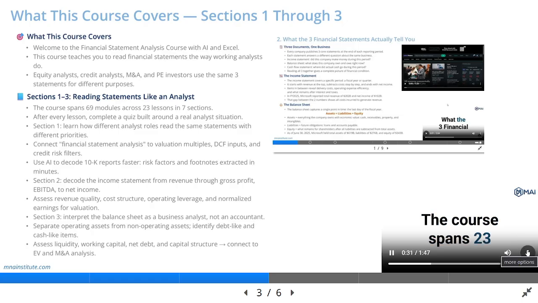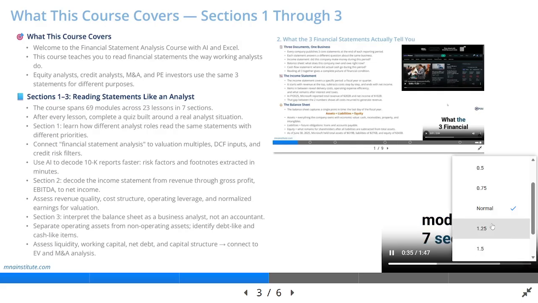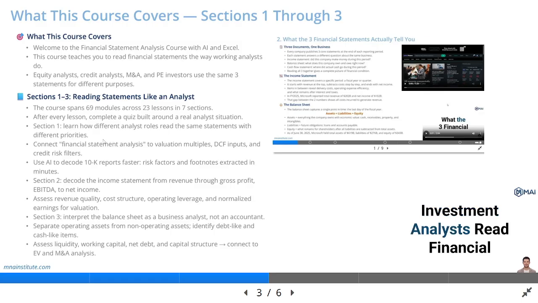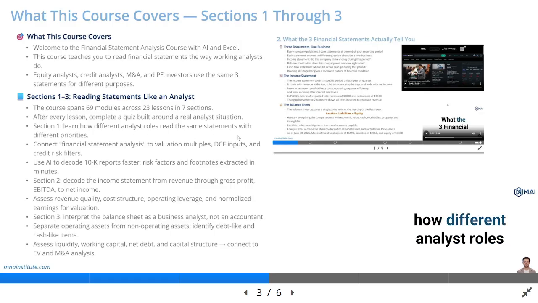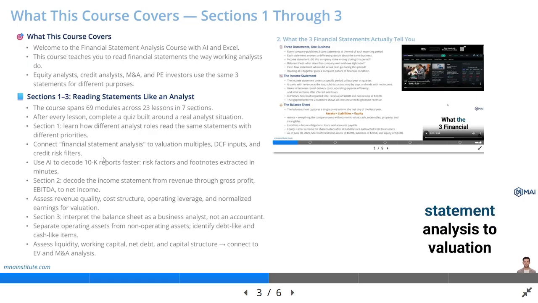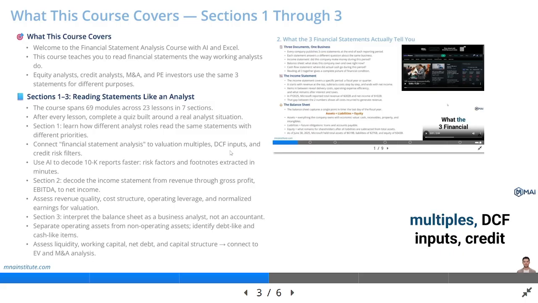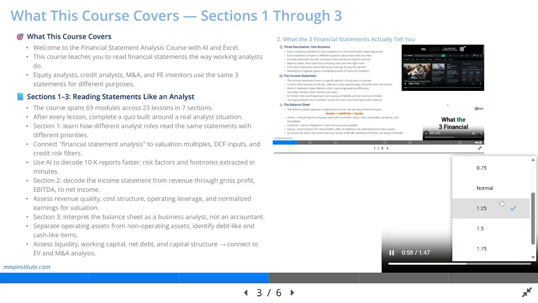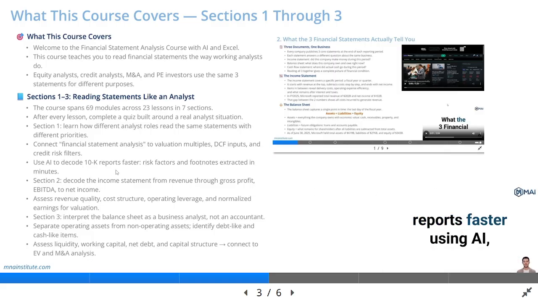The course spans 23 lessons across 69 learning modules in 7 sections. After every lesson, you complete a quiz built around a real analyst situation. In Section 1, How Investment Analysts Read Financial Statements, you will learn how different analyst roles read the same statements with different priorities. You will connect financial statement analysis to valuation multiples, DCF inputs, credit risk filters, and investment conclusions. You will decode 10K reports faster using AI, extracting risk factors and footnotes in a fraction of the time.